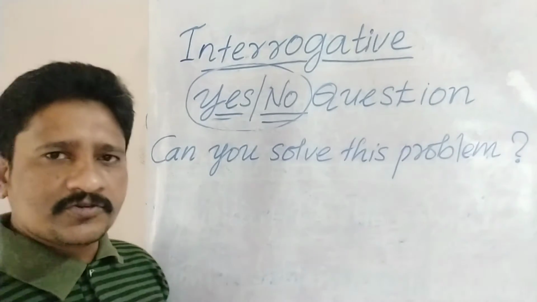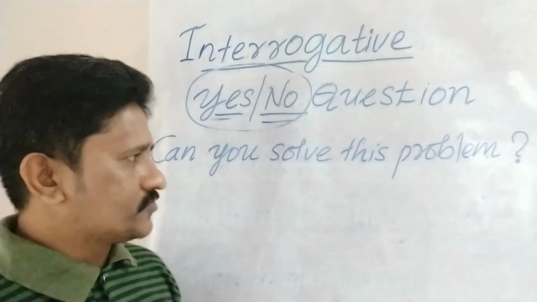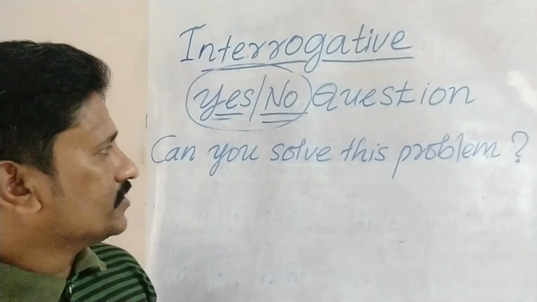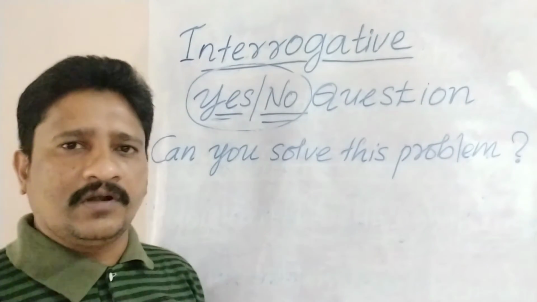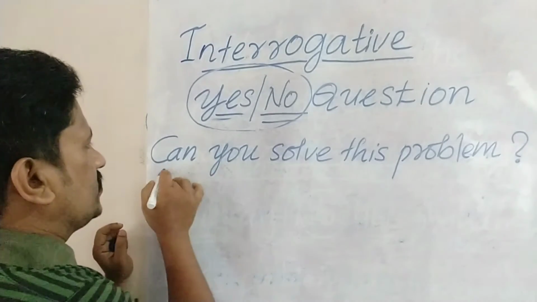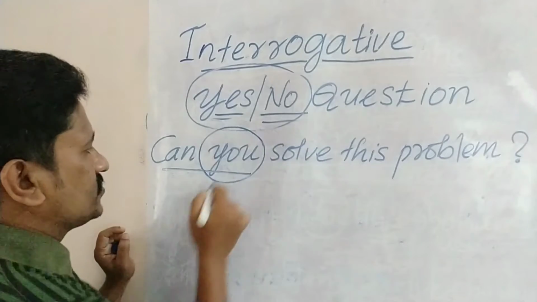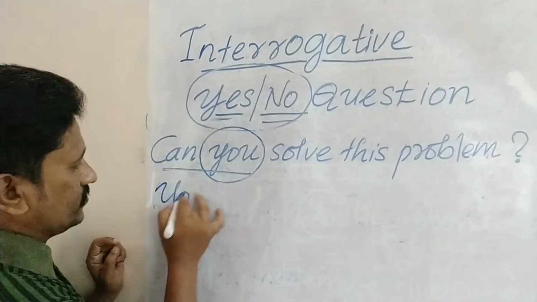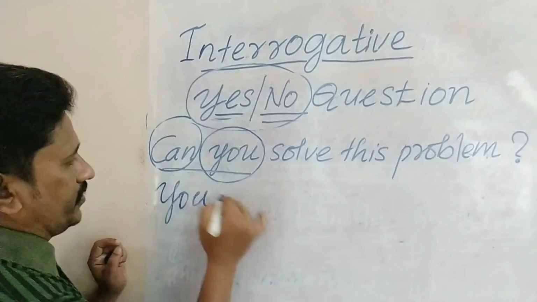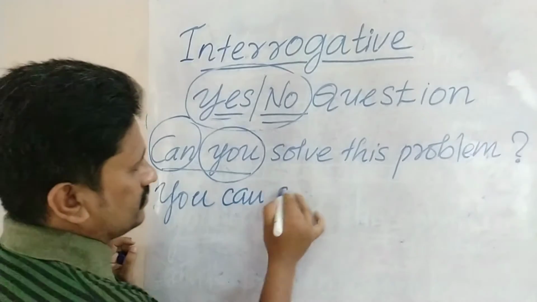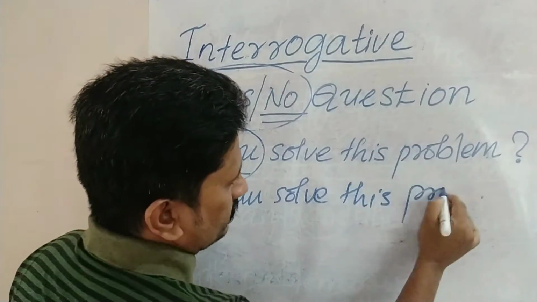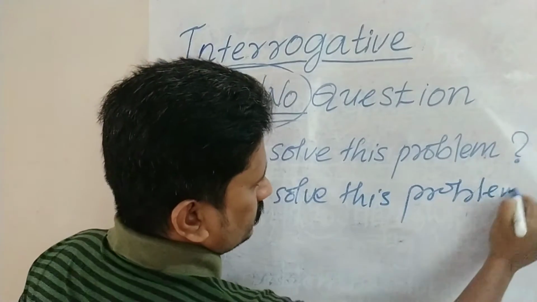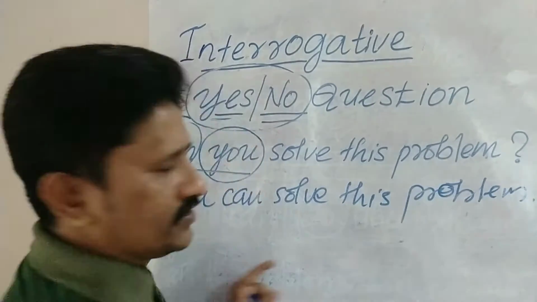Before you change this into passive voice, what I would recommend is changing this question into a statement. That is very easy. You can begin with the subject, that is you, and then bring the modal auxiliary down. So, you can solve this problem. This is a statement now.